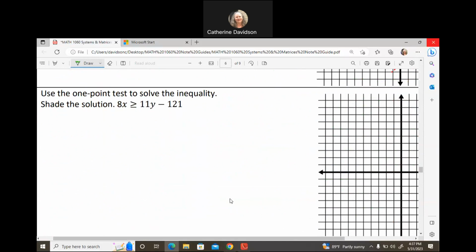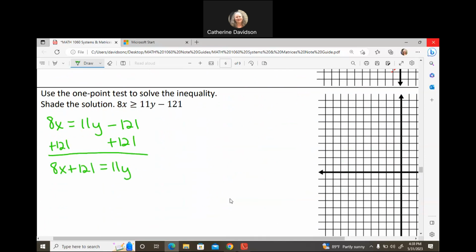So let's work on this one. We're going to start by setting it up as an equation. We want to solve for y. So I'm going to start by adding the 121 to both sides. The y can be on the left, the right, instead of the left. That's really irrelevant. We just need it equal to y.